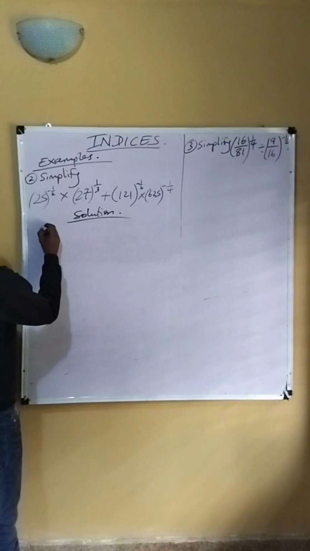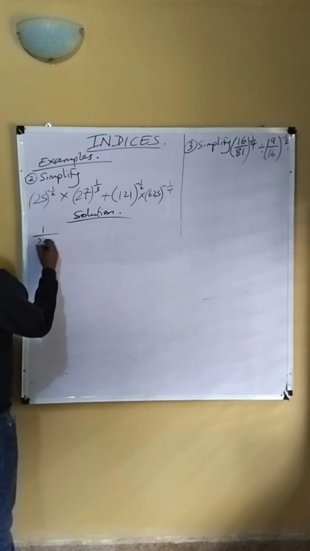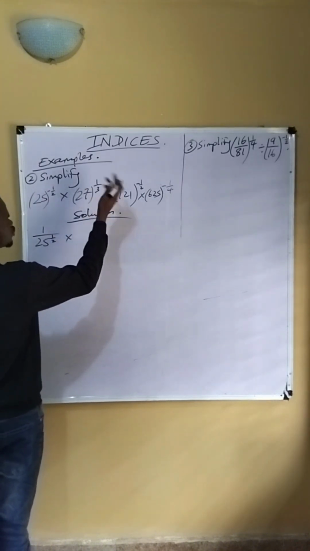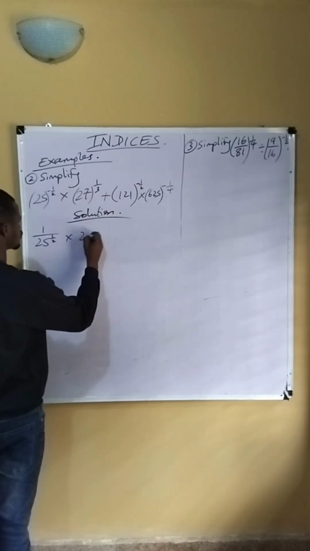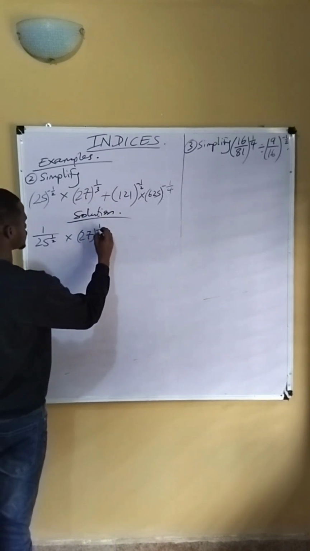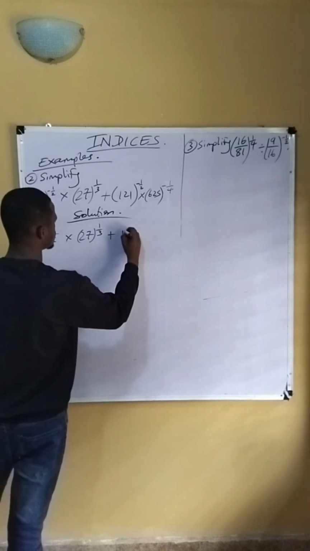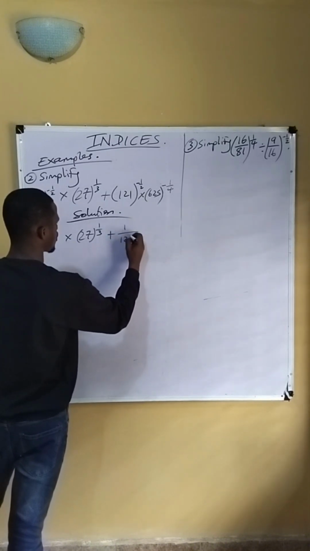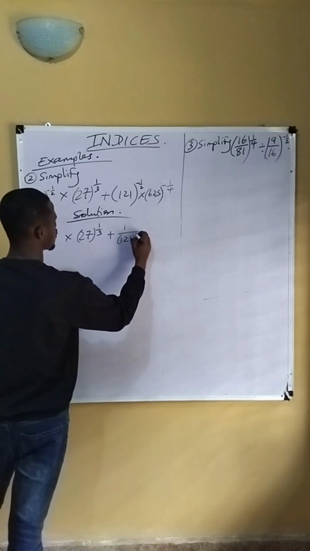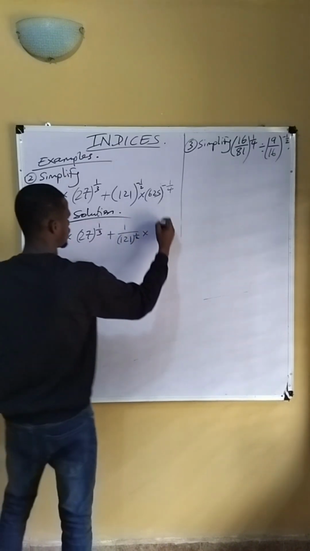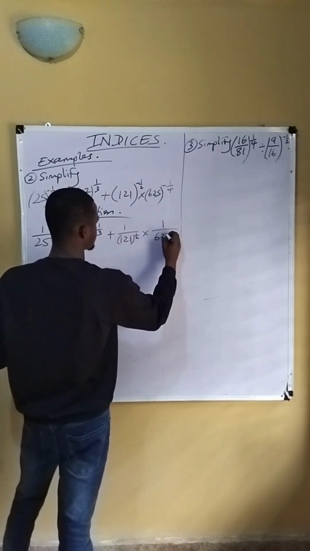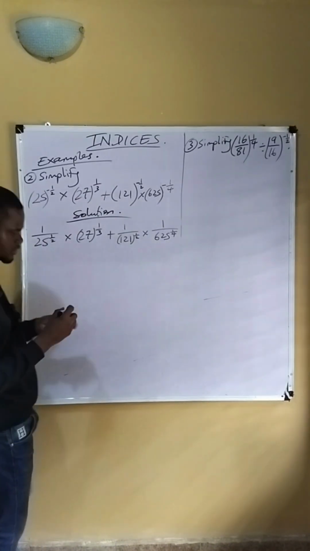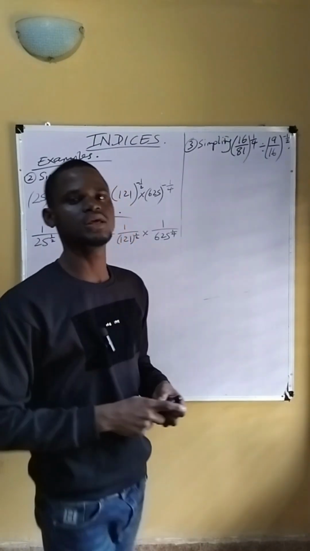We are going to have 1 all over 25 raised to the power of 1 all over 2 times, since there's no negative sign here, we leave it as it is, 27 all raised to the power of 1 all over 3 plus, sorry, we are going to introduce 1 all over here too, 1 all over 121 all raised to the power of 1 all over 2 times 1 all over 625 all raised to the power of 1 all over 4. Now, we have successfully eliminated the negative sign from the indices.